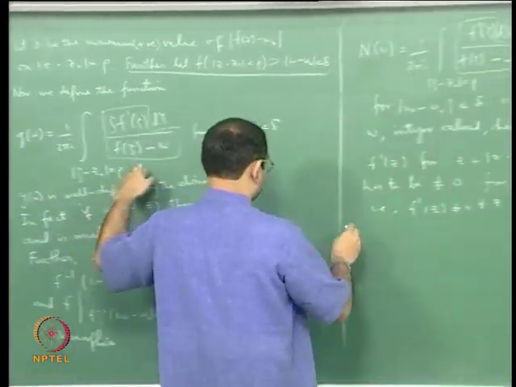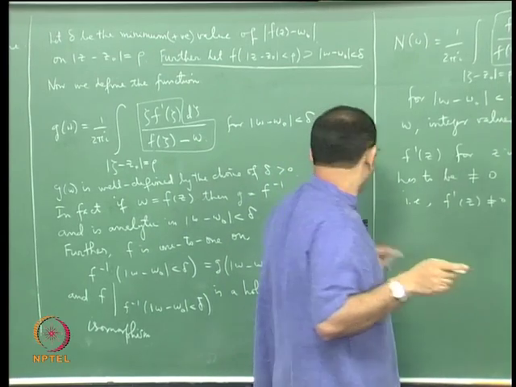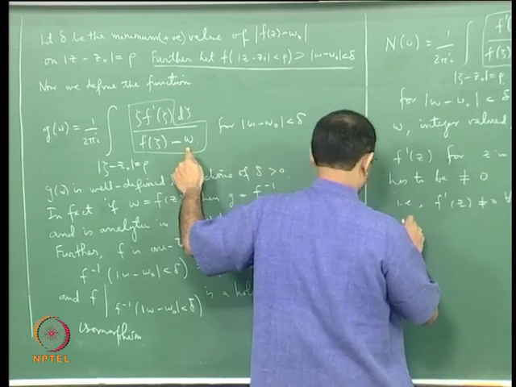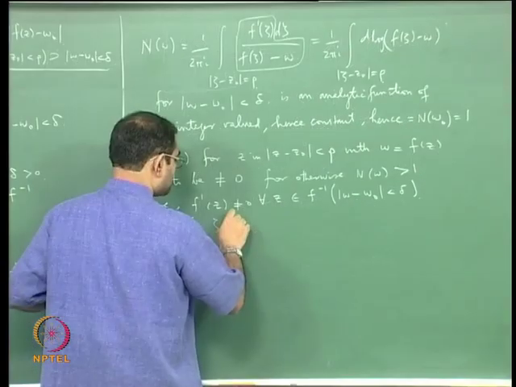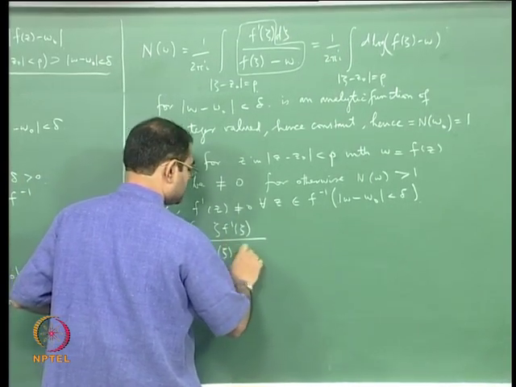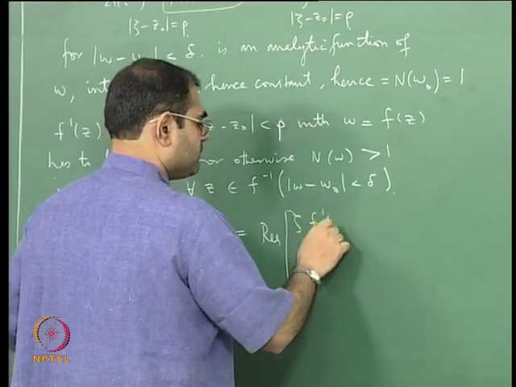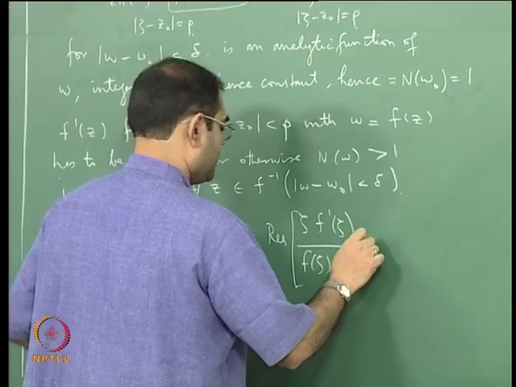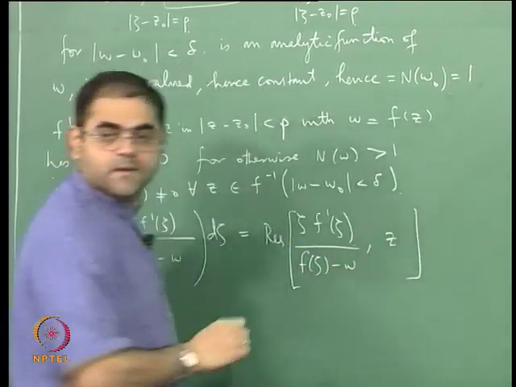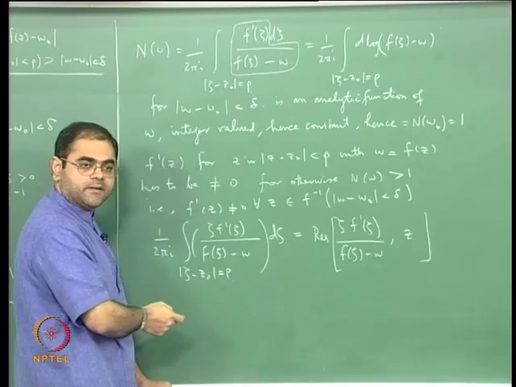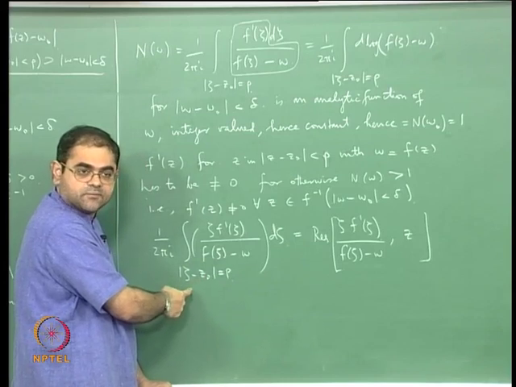Because how do you get that g of w is actually z, that unique z for which f of z equal to w, how do you get that? You get it by applying residue theorem here. See, 1 by 2 pi i integral over mod zeta minus z naught equal to rho of this function zeta f dash of zeta by f of zeta minus w d zeta, this is actually the residue of zeta f dash of zeta by f zeta minus w at z. Why? Because this function has a simple pole at zeta equal to z which lies inside the region bounded by this contour, that is the only simple pole.